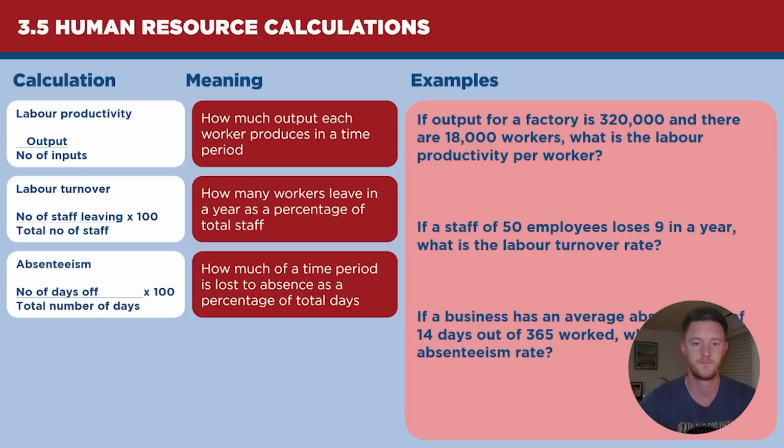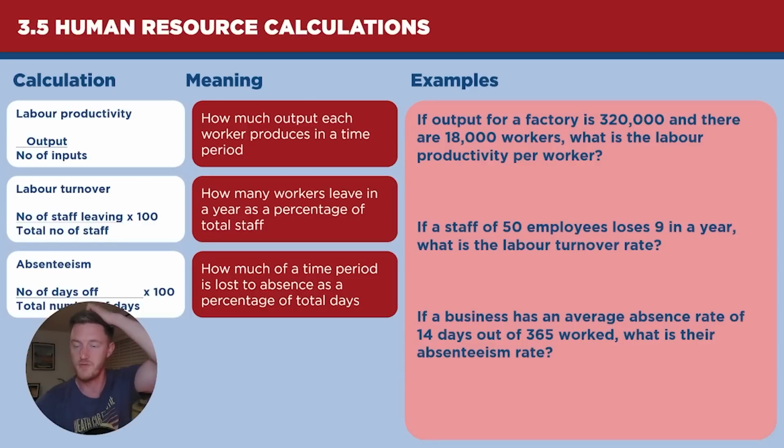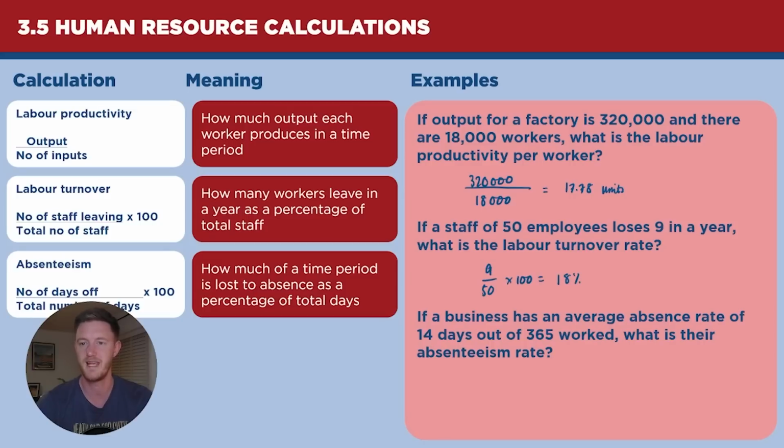So our examples, we've got, if output for a factory is 320,000 and there are 18,000 workers, the labour productivity is going to be 320,000 over 18,000. So 17.78 units per worker. If the staff of 50 employees loses 9 in a year, that is going to be 9 over 50. So that's 18%. I don't know if it depends on the business whether that's high or low. Like in a fast food restaurant, that's really low. In a school, you'd be a bit concerned if 18% of your staff left. It suggests there's a level of motivation there, but within a fast food restaurant, it's not really like a career plan for a lot of the workers, especially the bottom tier workers. They're just doing it maybe part time, you know, yourselves, for example, might have part-time work.